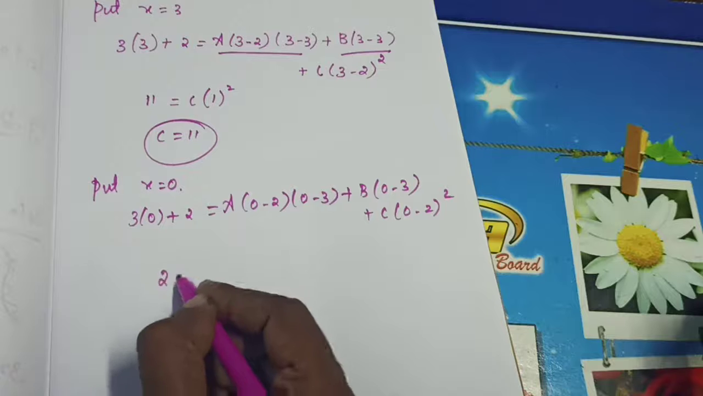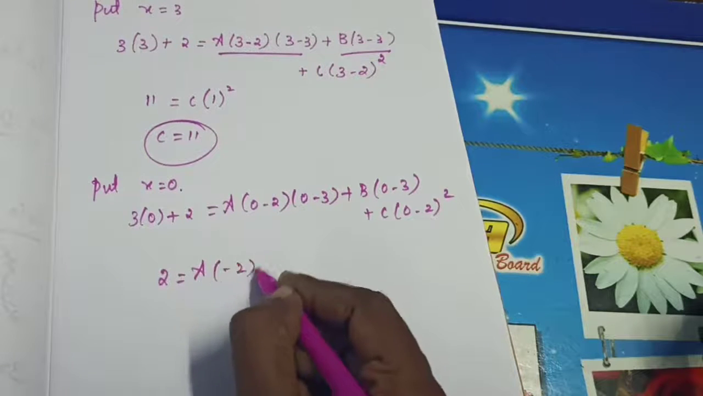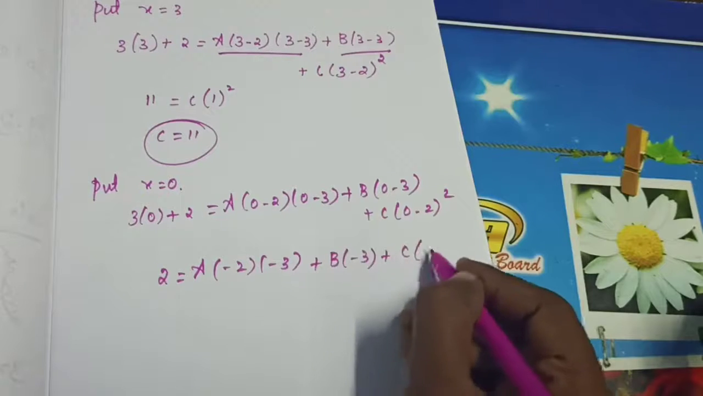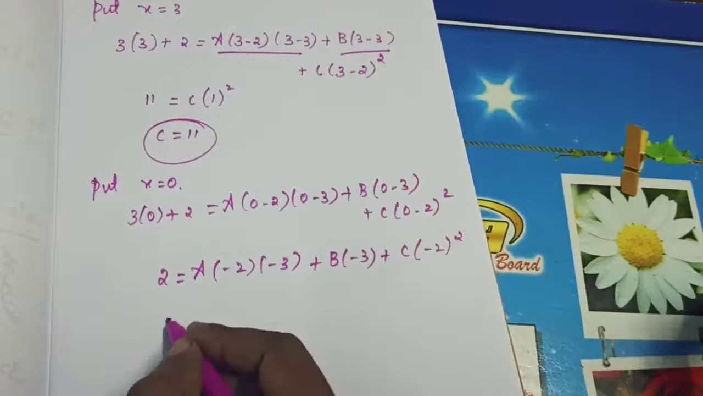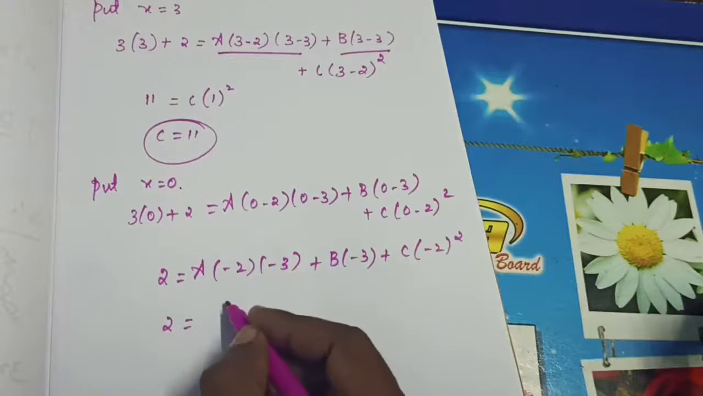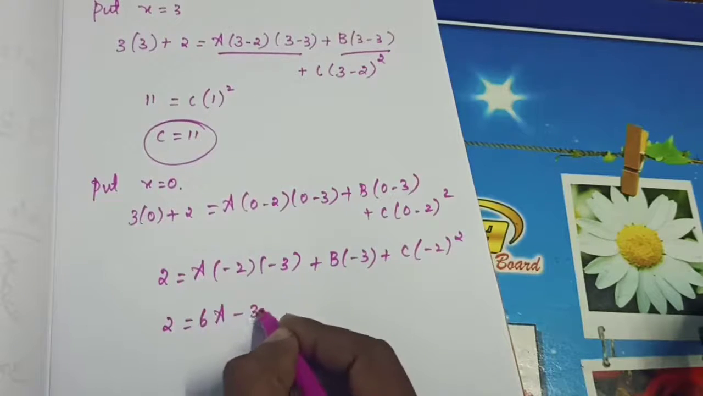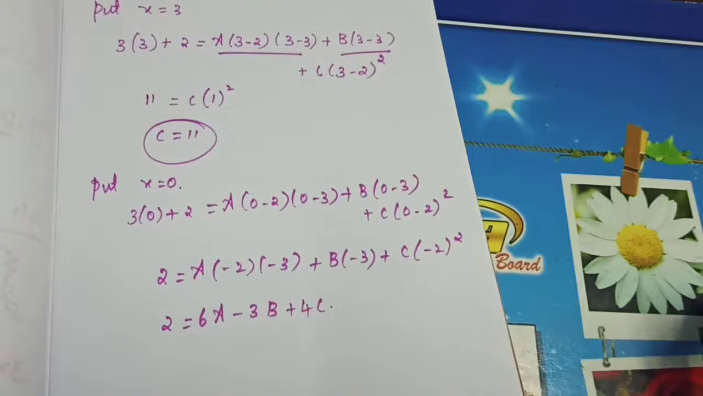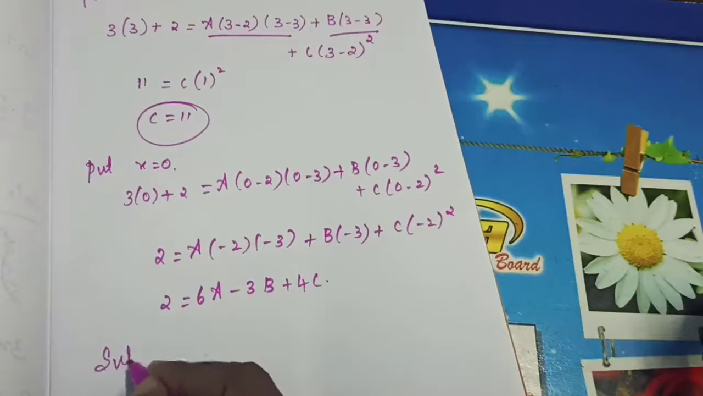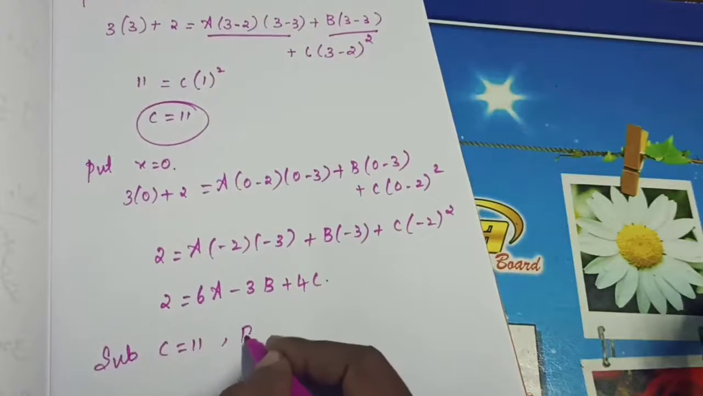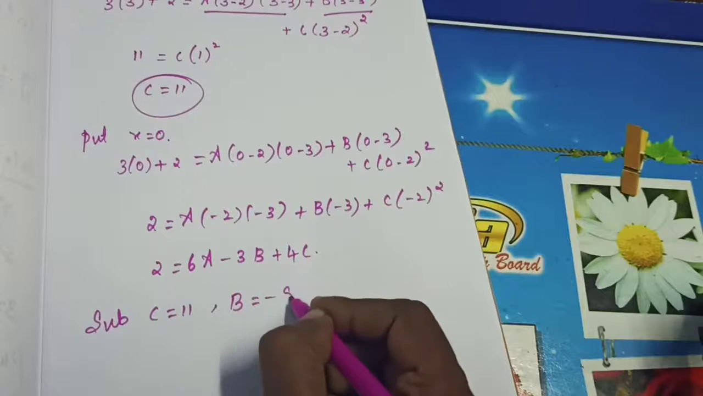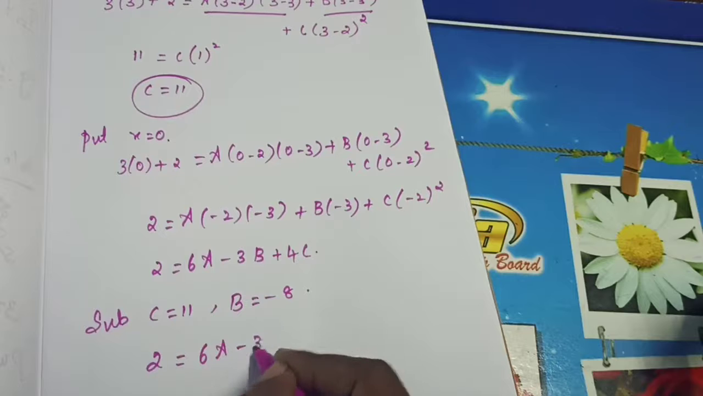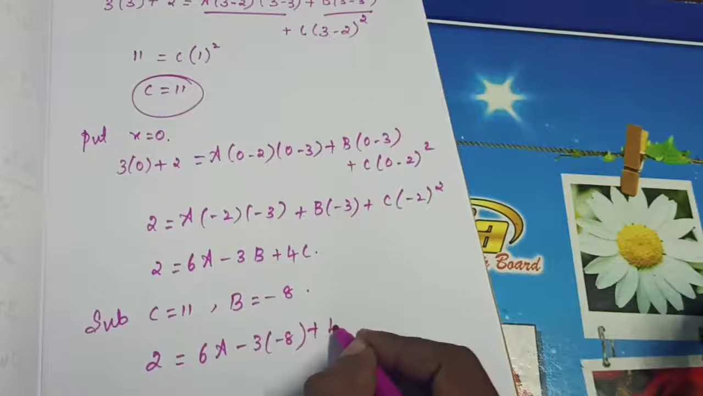So what will happen? 2 is equal to a into minus 2, minus 3, plus b into minus 3, plus c into minus 2 the whole square. Simplify. 2 is equal to minus into minus plus 6a, minus 3b, minus into minus, that also will become plus, that is 4c. Okay. Now you know the values, right. Substitute c equal to 11, b equal to, what's the value you got? Minus 8. Substitute here. 2 is equal to 6a minus 3 into minus 8 plus 4 into 11.